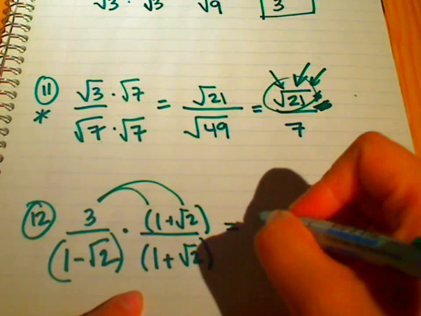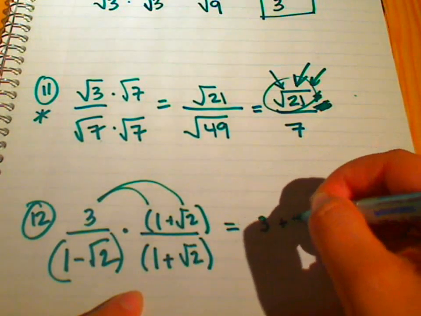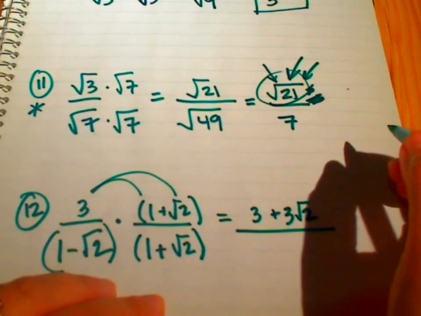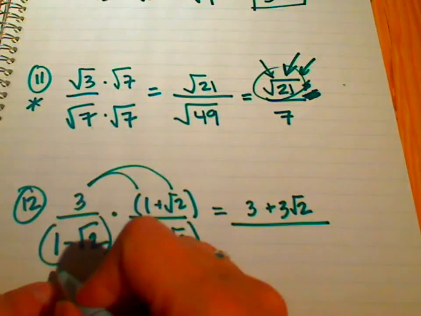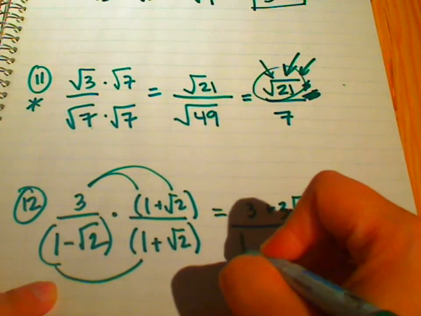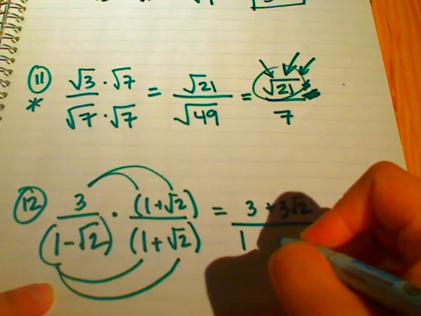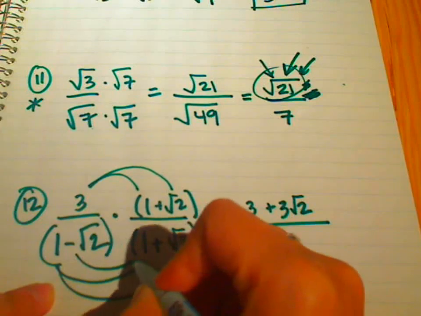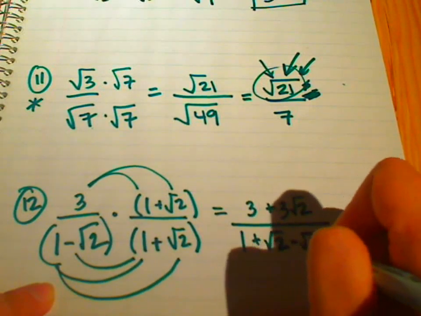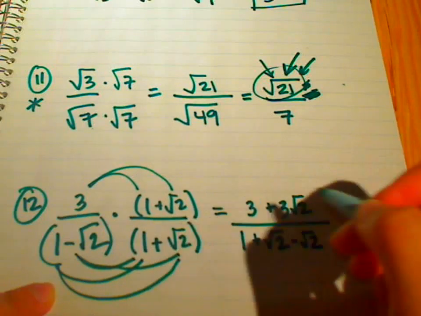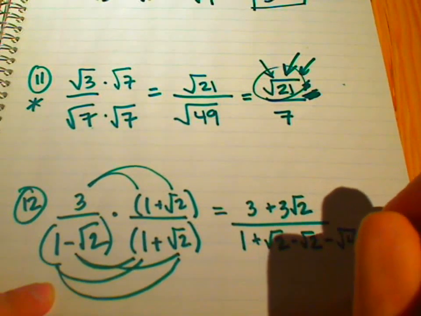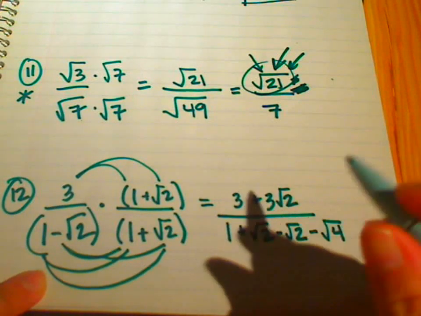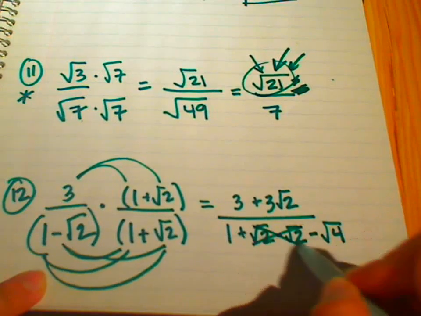So I'm going to distribute on top, so I get 3 plus 3 root 2 over. Now I'm going to distribute out. I got 1 times 1 is 1. 1 times root 2 is 1 root 2, or just root 2. Negative root 2 times 1, negative root 2. And negative root 2 times root 2 is negative root 4.